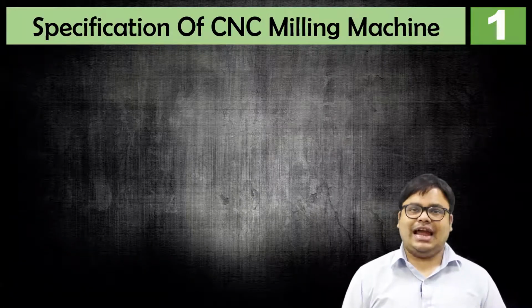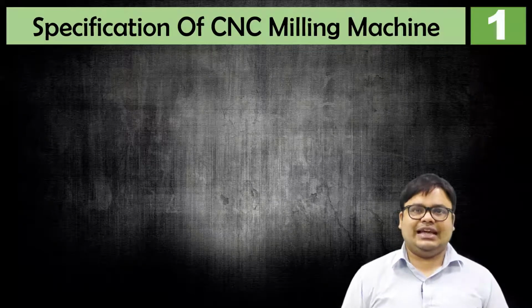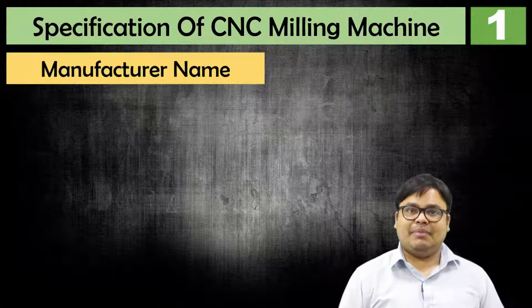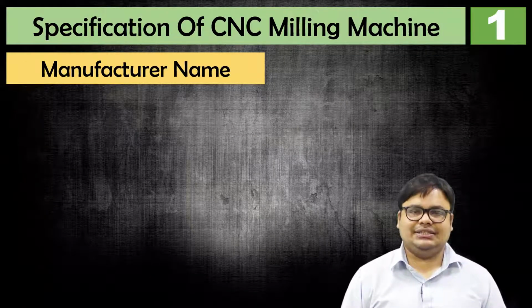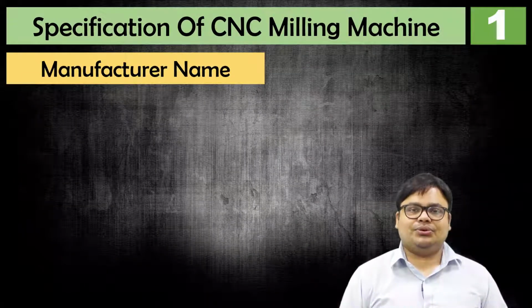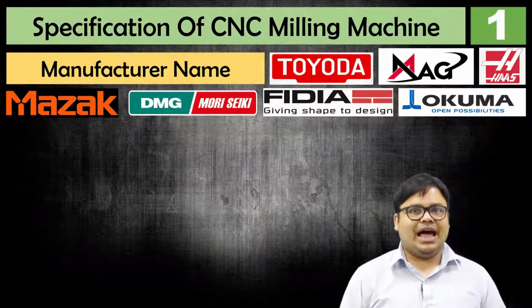The first one, the slide is already on the screen as you can see over here. The first specification that generally we talk about is the manufacturer name. Manufacturer name means the company who is making this particular CNC machine. Some of the top rated companies manufacturing CNC machines in the world, I am going to show those names so you can have a look at them.